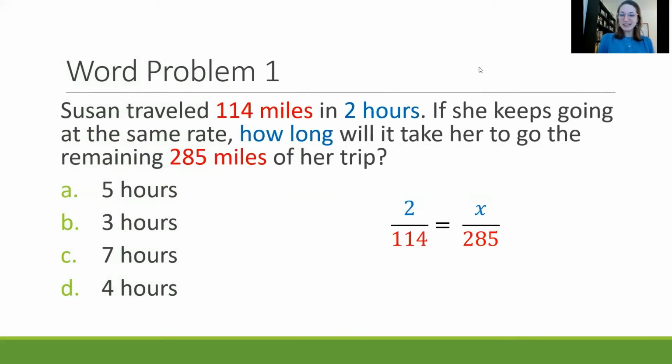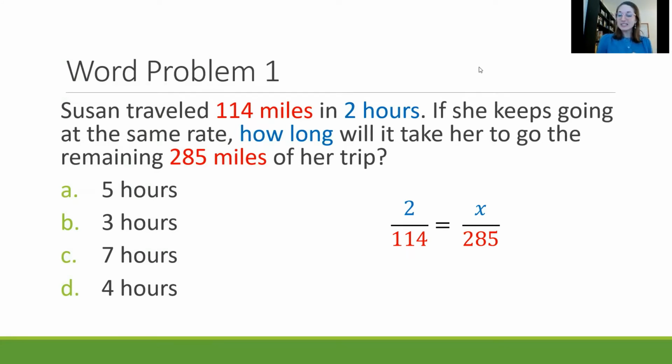Well, you'll see the parts in blue and then the parts in red. So those different parts help us to figure out where to put everything in our proportion. We know the 2 and the 114 go together as part of one fraction as we write it. So we'll make sure that those two are together, but parallel to them, we need to make sure that the number of hours is parallel to the 2, and we don't know that, so we put an X. And we need to make sure that the other mileage is next to the 114. It's parallel there. So that's why the 285 is beneath the X.